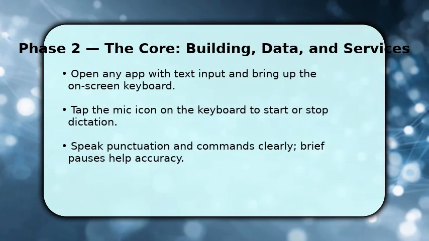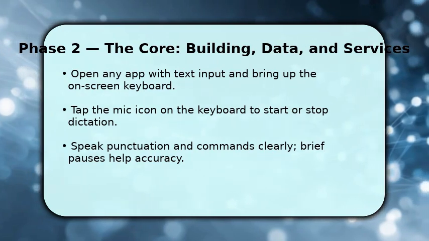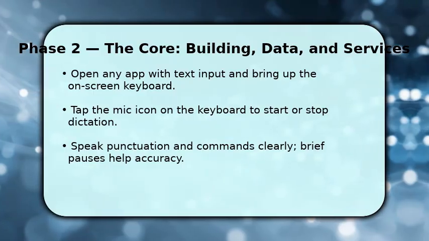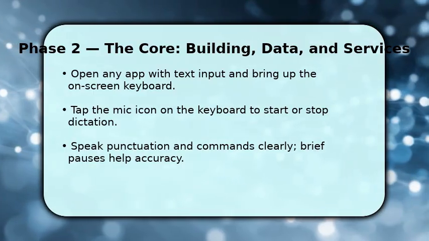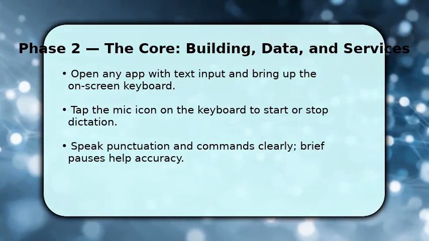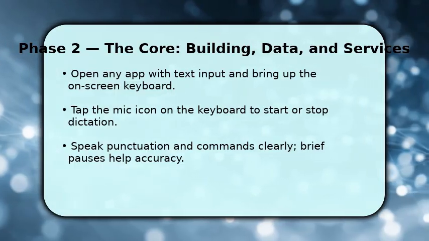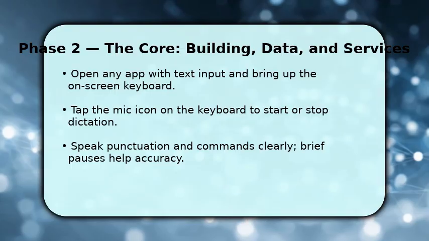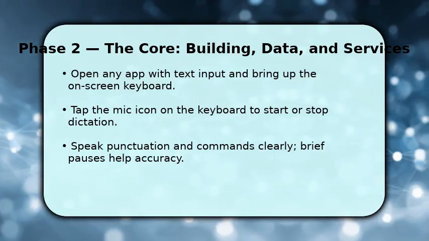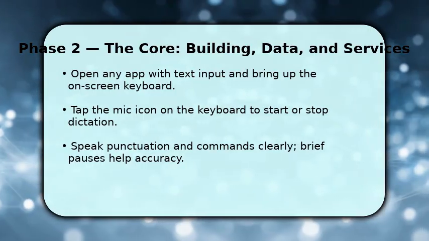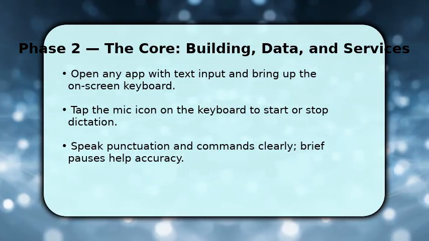You then use the keyboard mic to convert speech to text. Open Notes, Messages, or Mail and tap a field to reveal the keyboard. The mic icon is on the bottom row. Tap it once to start listening, speak phrases, punctuation, and short commands, and the phone transcribes in real time. When you pause, the system commits text. Tap the mic again to stop. This is faster than alternating touch and typing because it keeps your hands free.